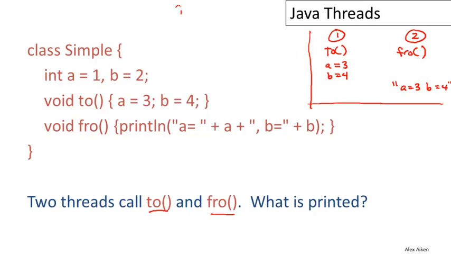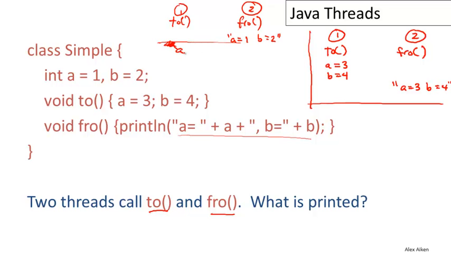Another possibility is that thread 2 gets to run before thread 1 ever does anything. So thread 2 executes all of its instructions before thread 1 executes anything at all, in which case what will be printed? Well, fro will print out a equals 1, b equals 2. And to will then run and set a and b after this executes. So after fro finishes executing, it will then set a equal to 3 and b equal to 4. So that's another possibility, and both of those are fine.